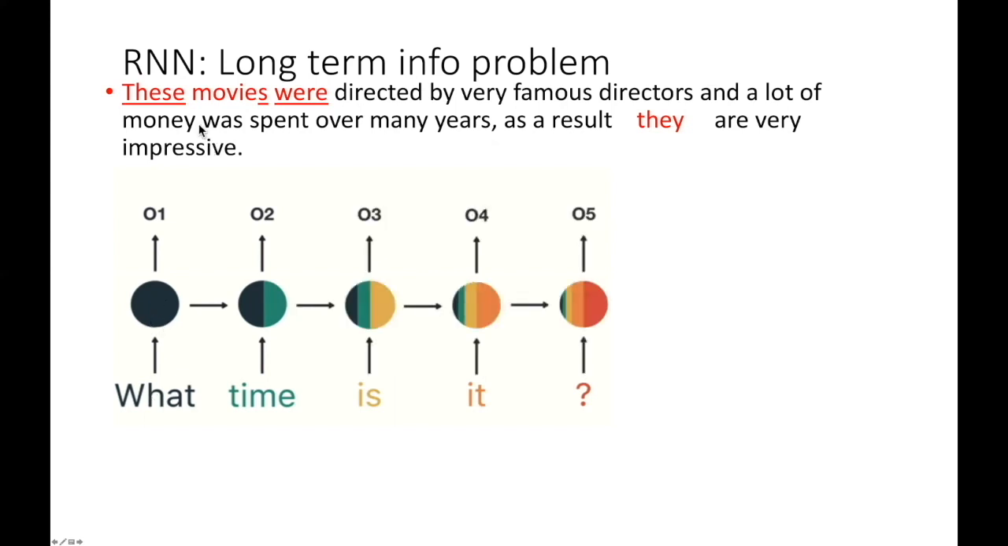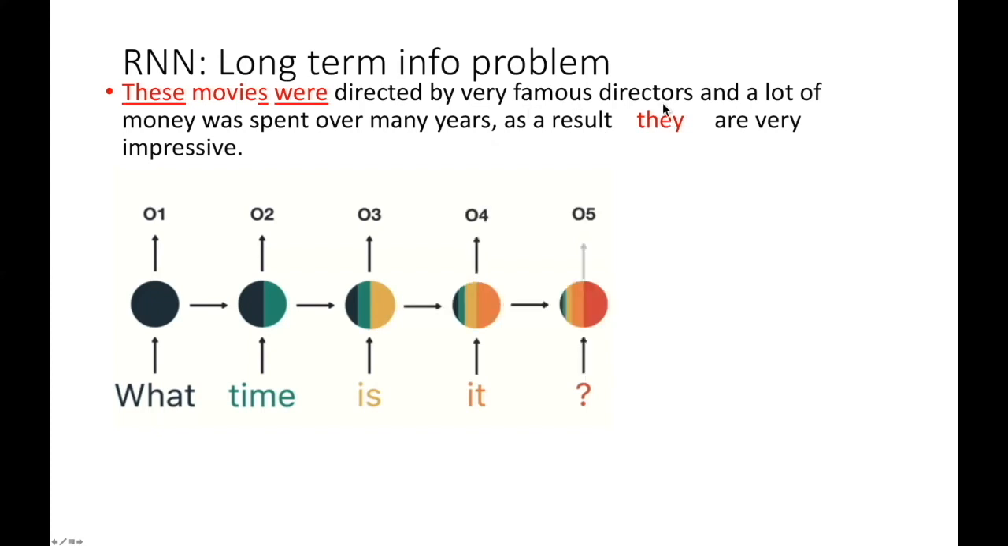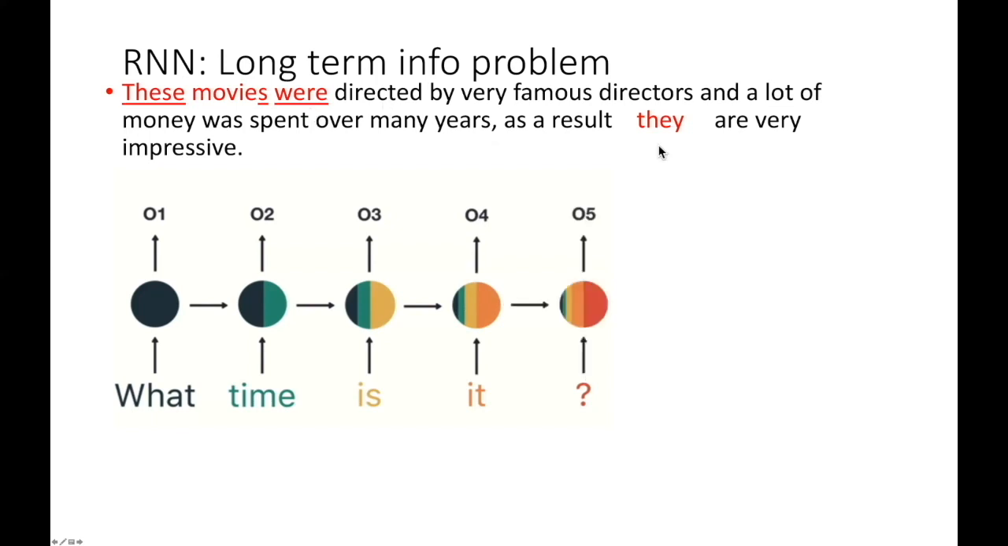Like here, there is a sentence: these movies were directed by very famous directors and a lot of money was spent over many years. As a result, they are very impressive. Now, what does this they refer to? They could refer to these movies, or they could refer to famous directors. Since we have a good long-term memory, we are able to determine that they refers to these movies here. But an RNN may make the mistake that it refers to famous directors simply because it is forgetful and it forgets this older context.